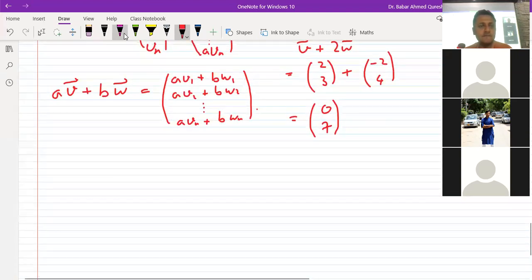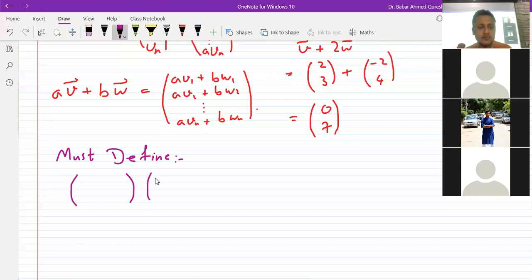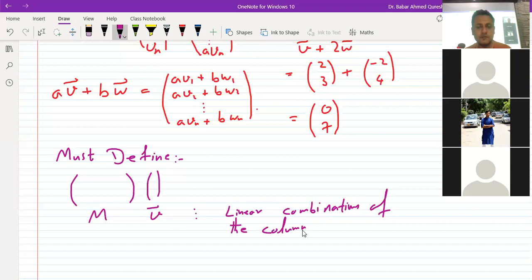And what I have found is I must define, to get my equations back, that a matrix times a vector should be linear combinations of the column vectors inside the matrix, with the components of the vector.